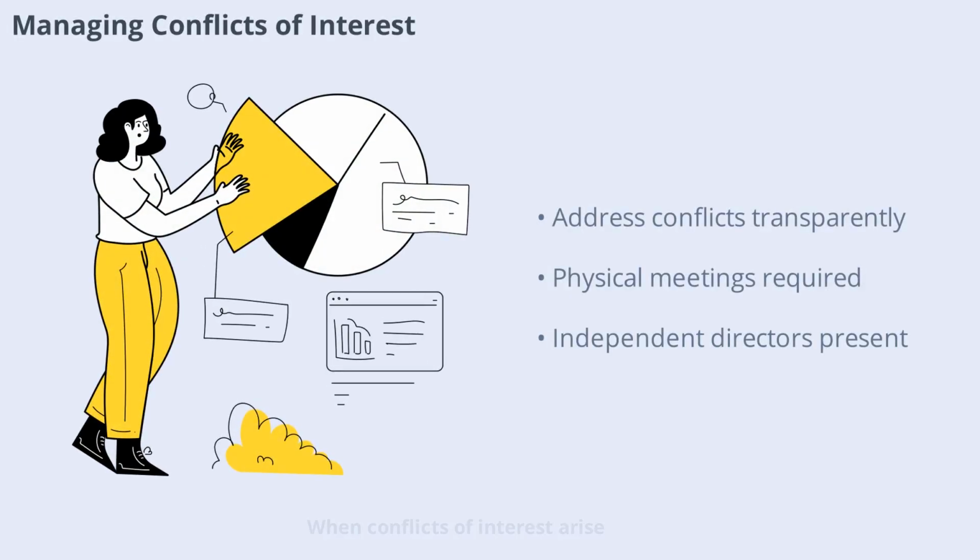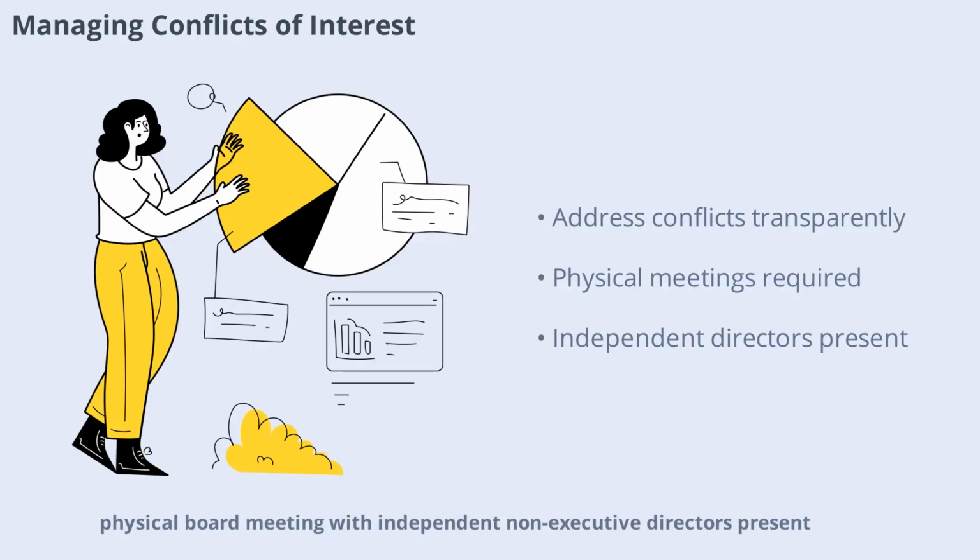When conflicts of interest arise, especially those involving substantial shareholders or directors, the matter should be addressed at a physical board meeting with independent non-executive directors present. This approach ensures transparency and that decisions are made in the best interests of the company and its stakeholders.